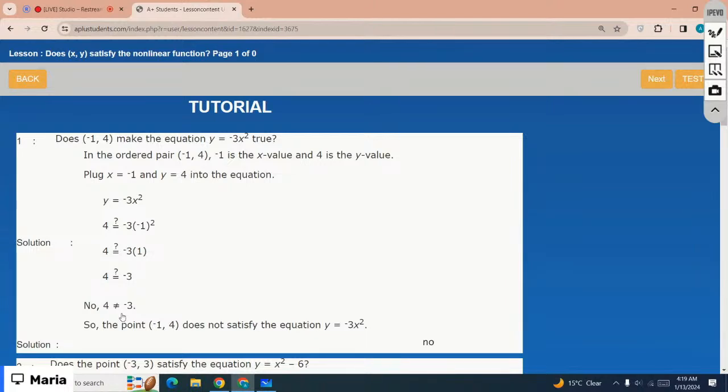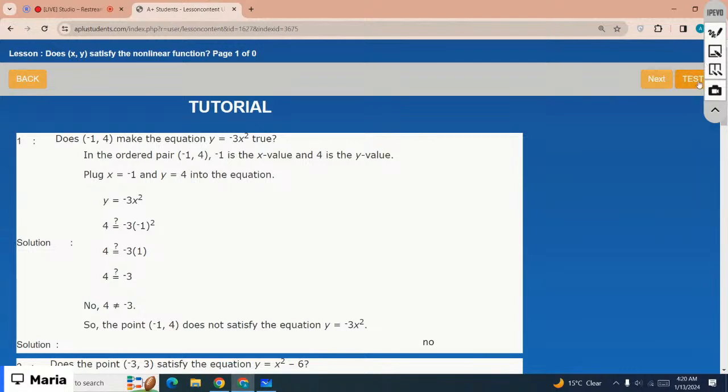Just look at the first example. Does (-1, 4) make the equation y equals negative 3x squared true? The point is (-1, 4), right? x is negative 1 and y is 4. So just replace the values in the equation. y is 4, x is negative 1. That is 4 is not equal to negative 3. So the point doesn't satisfy the non-linear function. That means the point doesn't satisfy the equation.